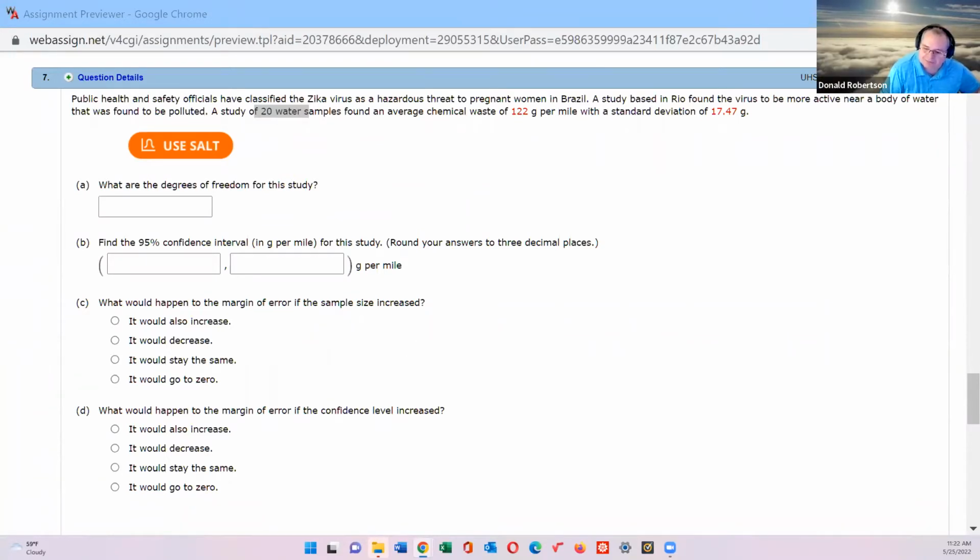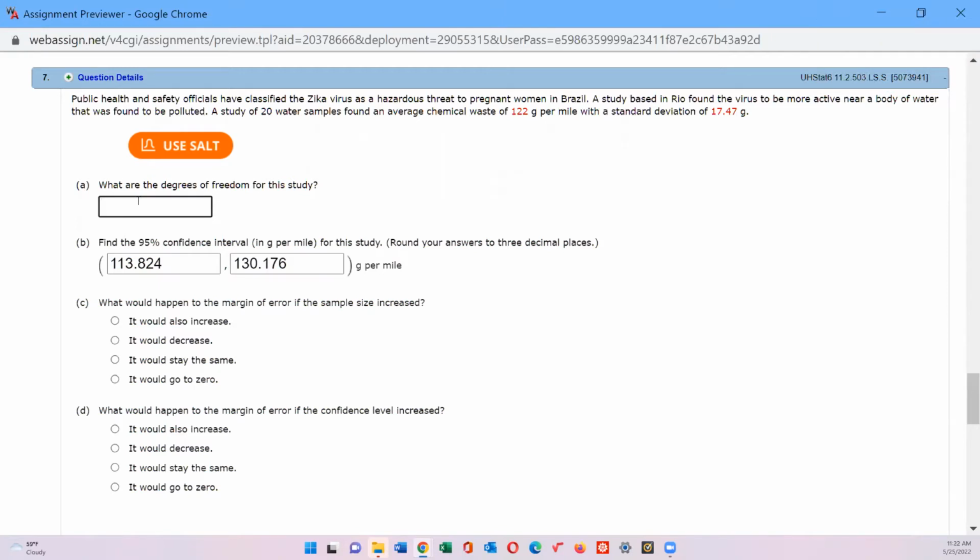So the lower limit was that number, and the upper limit was that number. And 3 decimal places means that this one becomes 824. And 3 decimal places means this one becomes 176. Oh, our degrees of freedom, which should be a lot easier now, right? There were 20 numbers. Degrees of freedom, what's the answer? 19. 19, right? Okay.